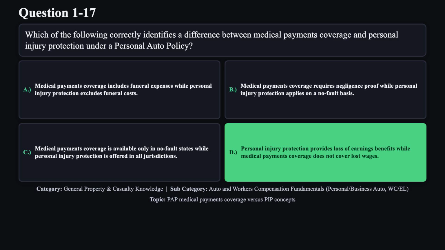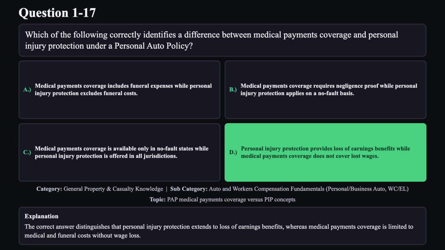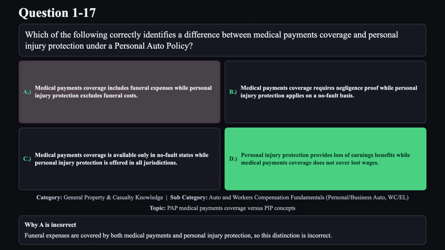The correct answer is D. The correct answer distinguishes that personal injury protection extends to loss of earnings benefits, whereas medical payments coverage is limited to medical and funeral costs without wage loss. Reason A is not correct. Funeral expenses are covered by both medical payments and personal injury protection, so this distinction is incorrect.